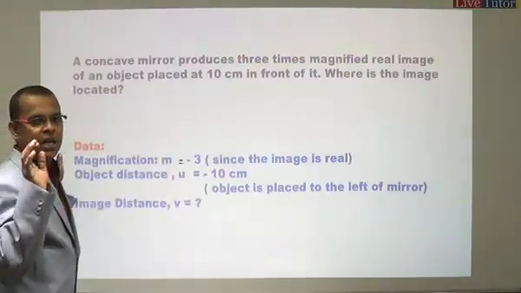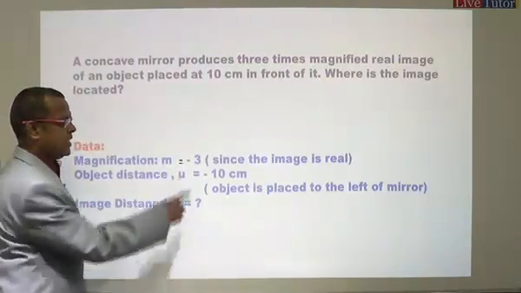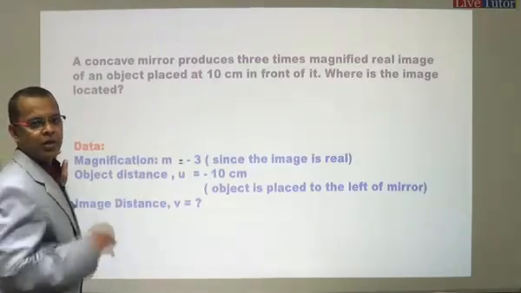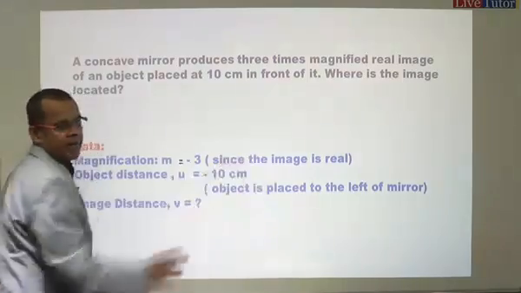Magnification, if it is a real image, the magnification should be negative. You have to remember that. By mistake, if we take it as 3, the answer will become wrong. This is an important point you have to note down. So magnification is -3 for a real image.